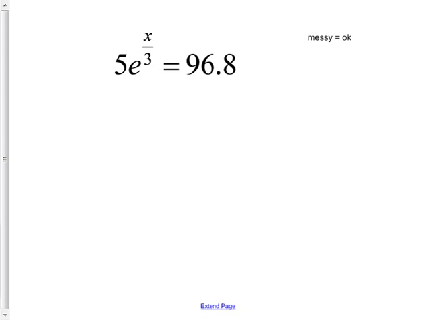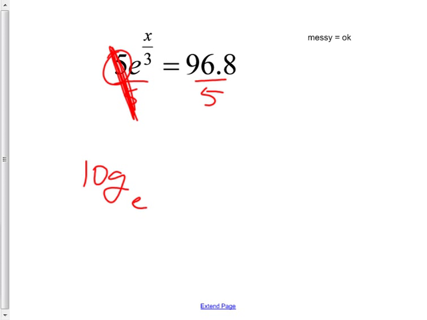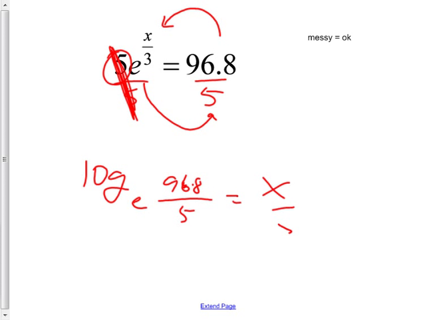First thought is don't rewrite this yet. If you rewrite it as log base 5e, that's not right. Can't do that. You can't rewrite until that 5 gets out of there. How do I get rid of it? Divide by 5. Now I can rewrite this puppy as log base e, which is also known as ln, of, and then you go to the other side, 96.8 over 5 equals x over 3.